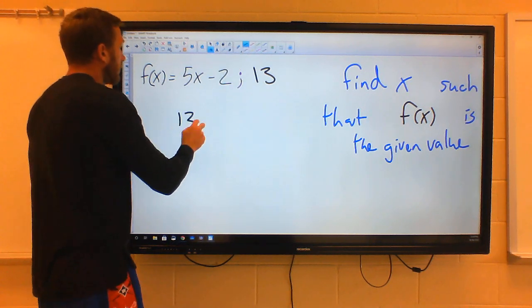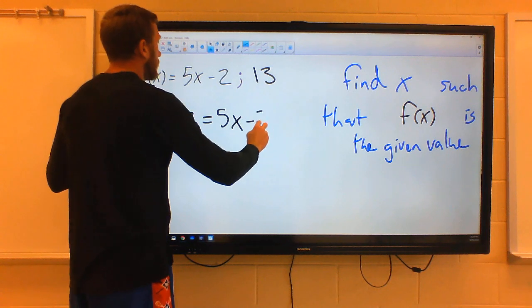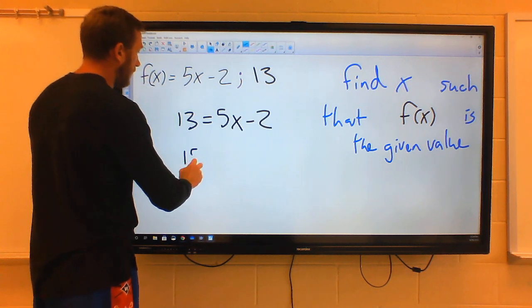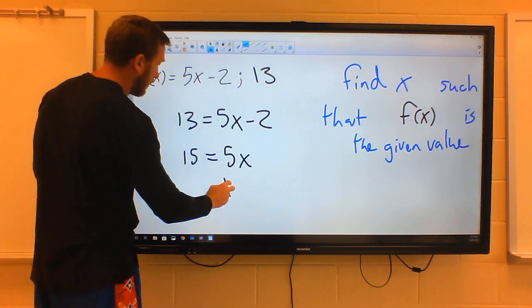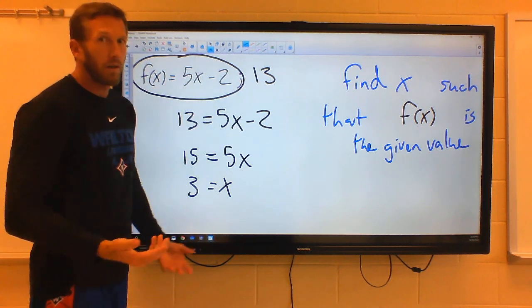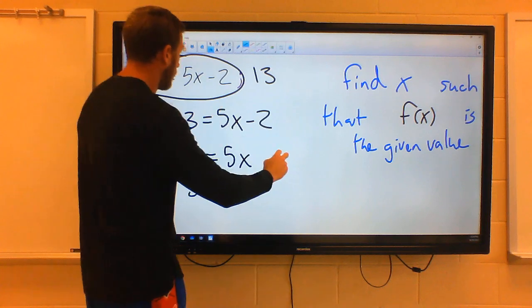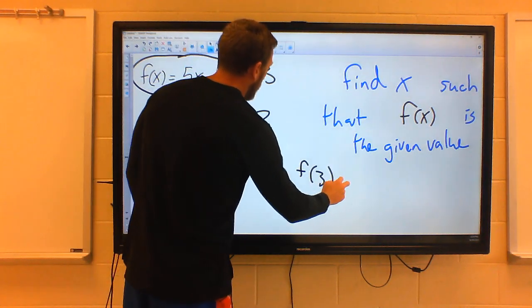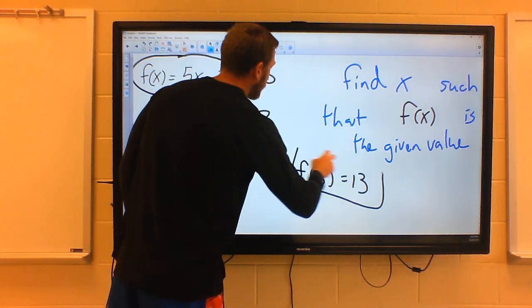All we're doing is we're saying 13 equals 5x minus 2. Solve it all out. 15 equals 5x. X equals 3. And guess what? We've been using this equation long enough. I think we've solved for this. And we've got f of 3 equals 13.